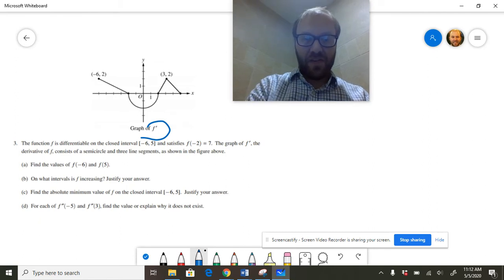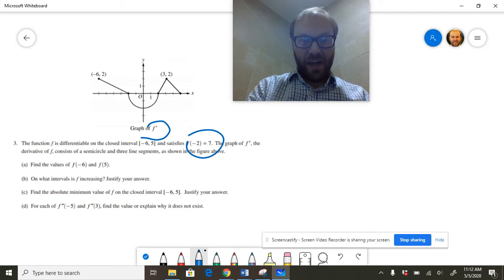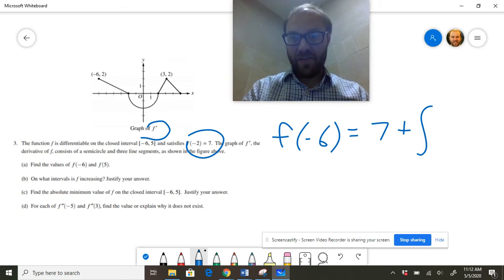And so you'll notice here that they tell you that f of -2 is 7. Okay, so if I want to find f of -6, which is the first thing they're asking me to find here, we're starting out at 7, and we're adding the integral from the initial value they give us of -2 to the value they want us to find at -6, and we're taking that integral of f prime, okay?